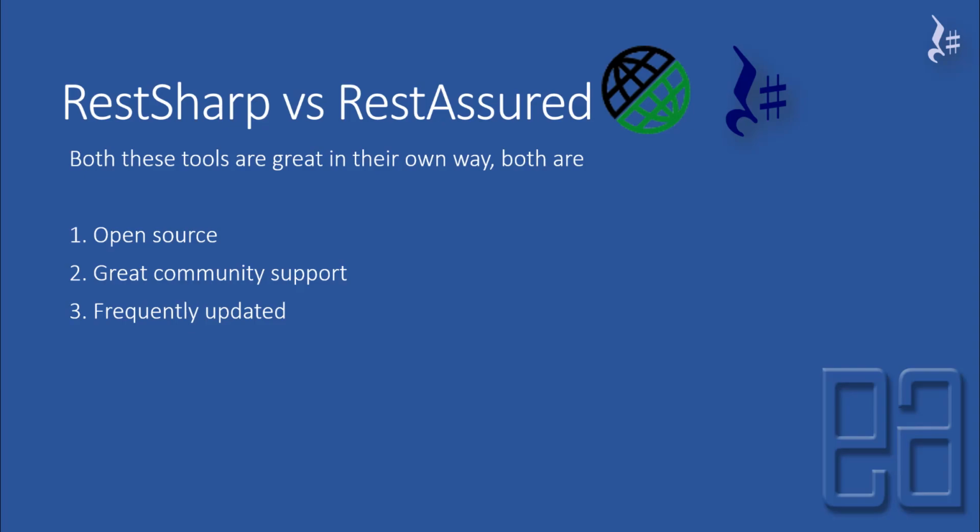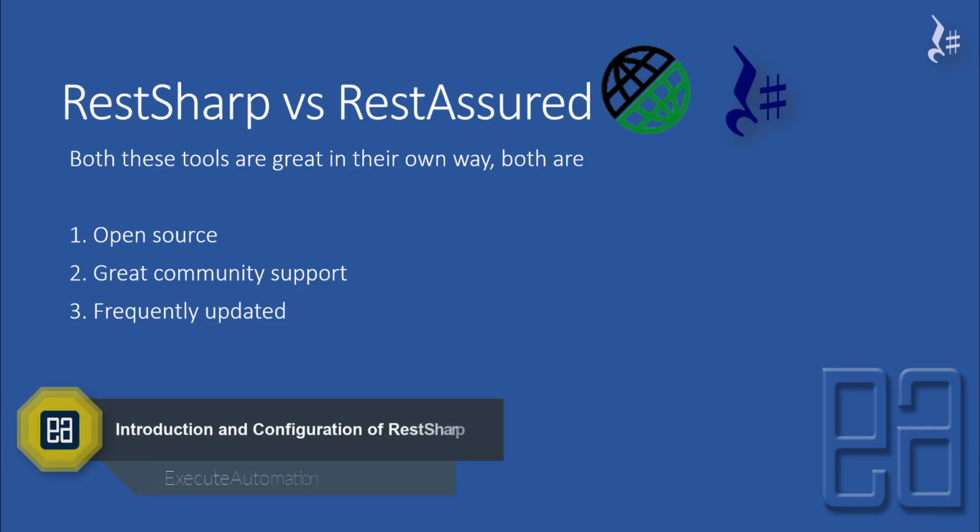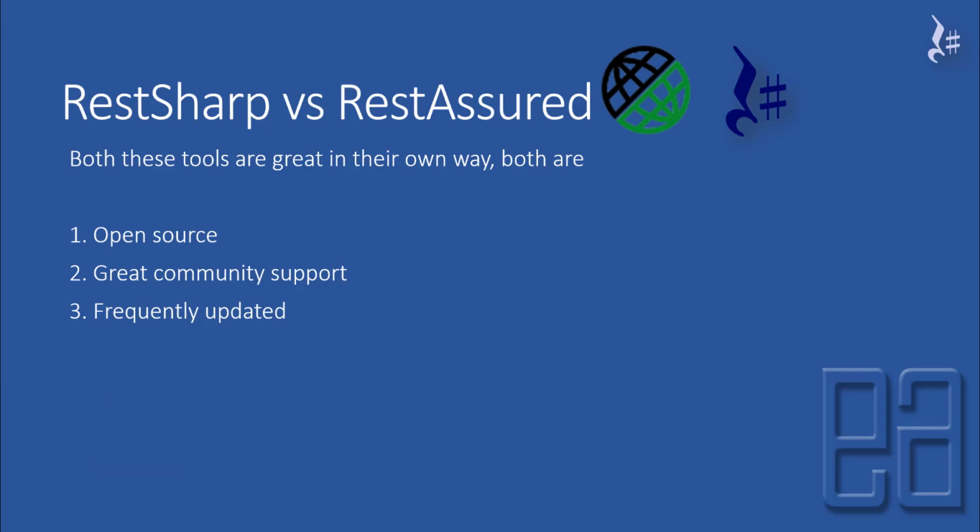RestSharp versus Rest Assured, because Rest Assured is a series that I'm currently releasing, and you might have seen a lot of videos that I have released all these days. It's very hard to differentiate between RestSharp and Rest Assured, because both the tools are great and they are really better in their own way. Both are open source, both have great community support in their own language perspective, and they are very frequently updated. So I don't really see any value in differentiating between both of them, because both of them are really great in their own ways.